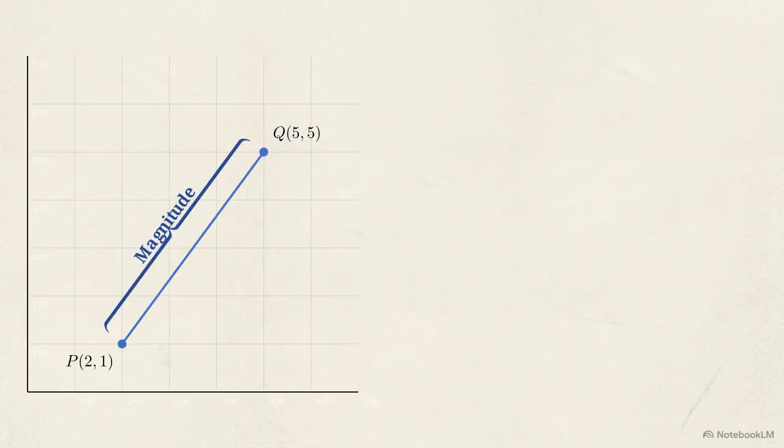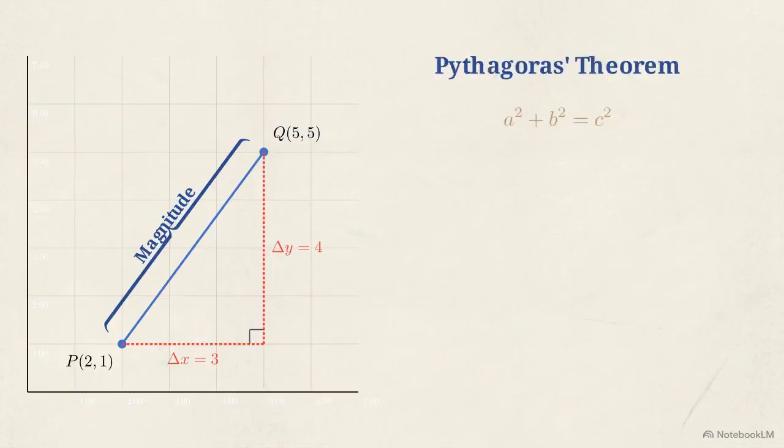Beyond direction and alignment, we often need to measure the physical length or magnitude of a line segment. This visual shows points P at 2, 1 and Q at 5, 5. By drawing a right-angled slope triangle between them, we can see the horizontal change is 3 and the vertical change is 4. Finding the magnitude of the line is an application of Pythagoras' theorem.